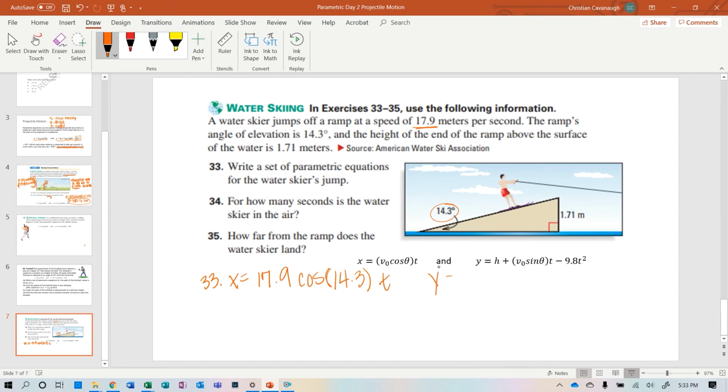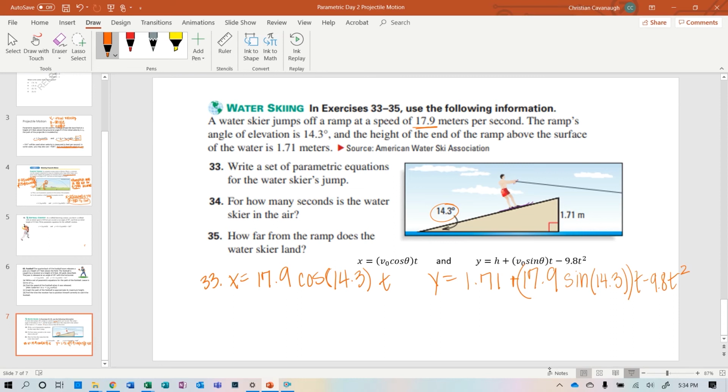And then our y equation is going to be the height that he jumped from, which is the 1.71 meters, plus his initial velocity of 17.9 meters per second, times the sine of that angle, which was the 14.3, all of this times the time, and then minus 9.8 t squared. And I was about to make a note of that too.